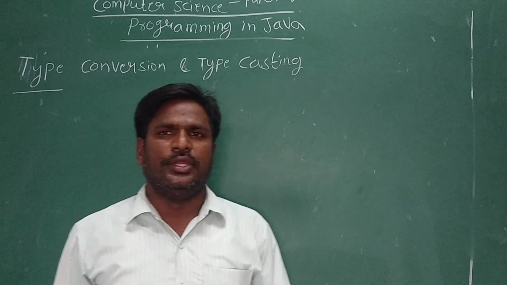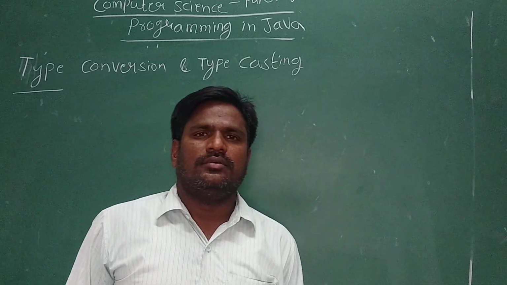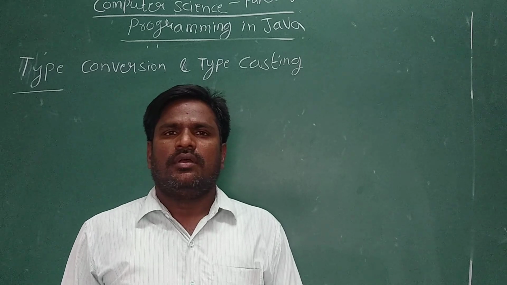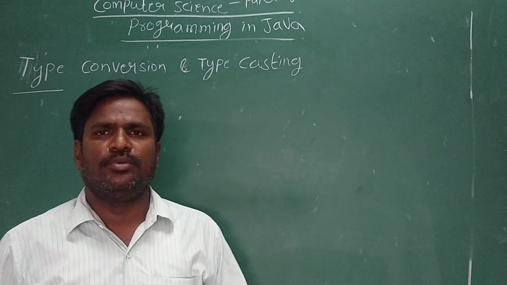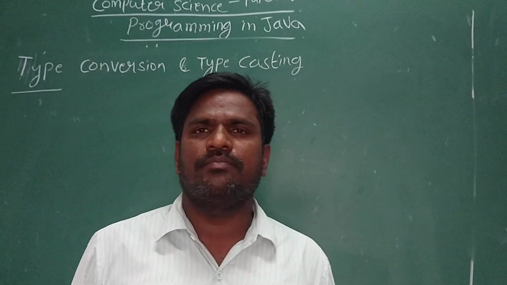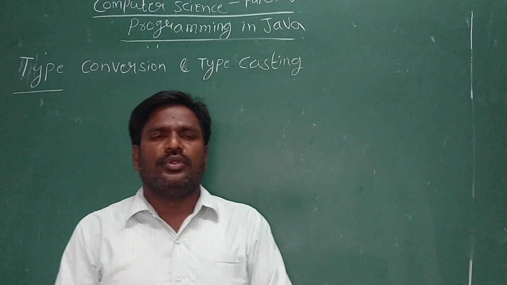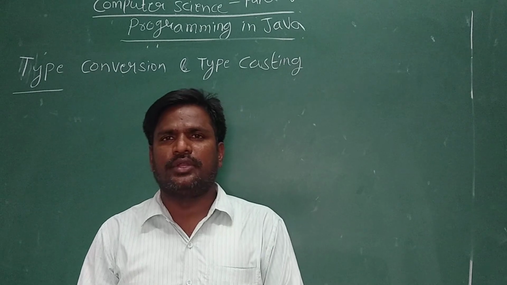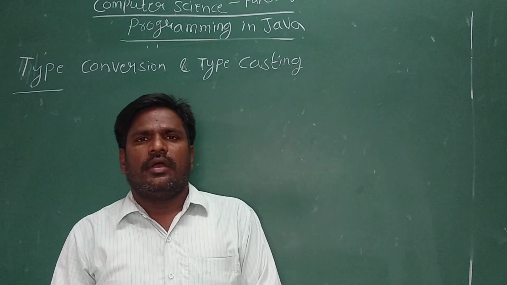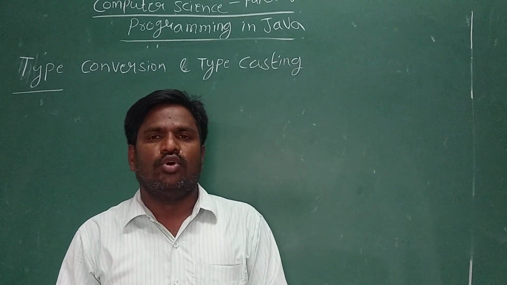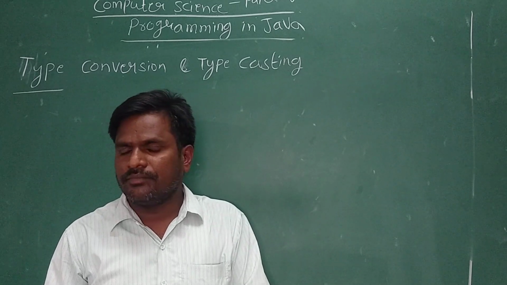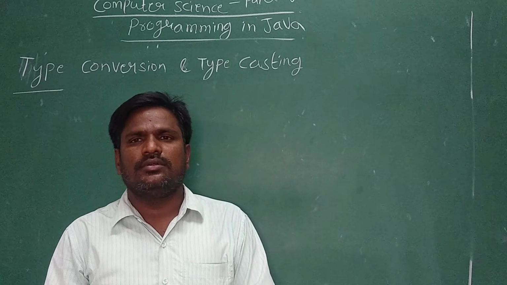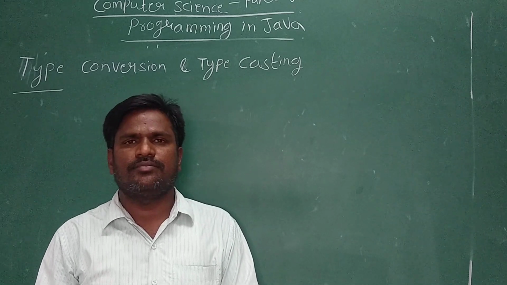In the previous video, we discussed a sample program, a simple program adding two numbers. When we are adding two numbers, we need to declare two variables. I also gave an example as homework: a program to find the area of a rectangle. In that also we have to declare two variables.